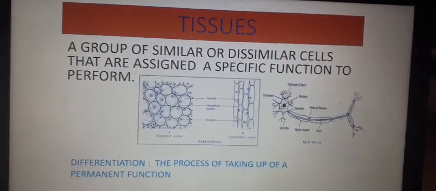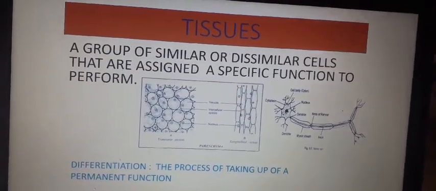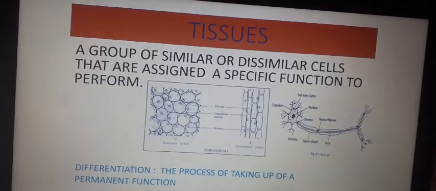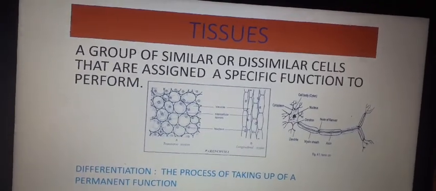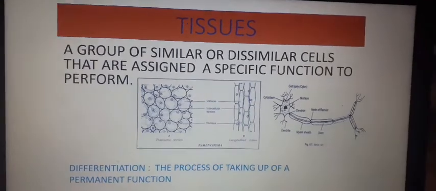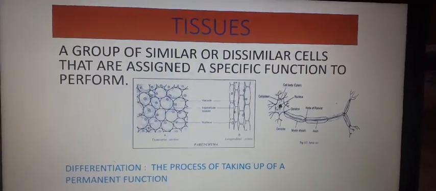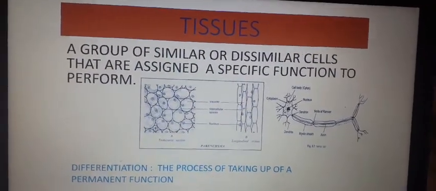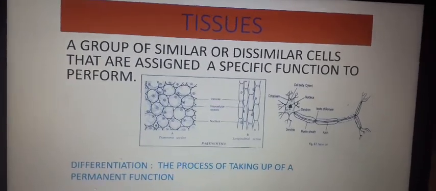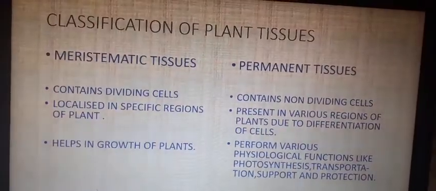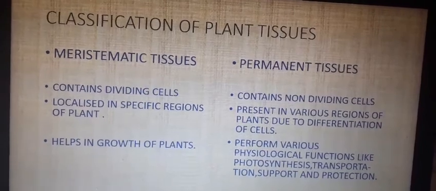So children, let us just have a brief recap. First, what is a tissue? It is a group of cells, similar or dissimilar, that are assigned a specific function to perform, and which also take up a specific function, isn't it? So now when we were learning, we learned about two types of tissues under plants and animals.